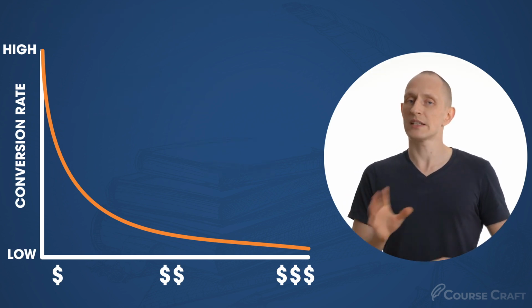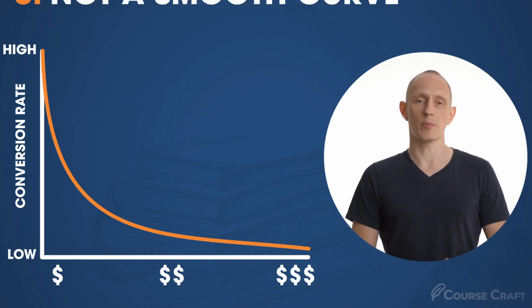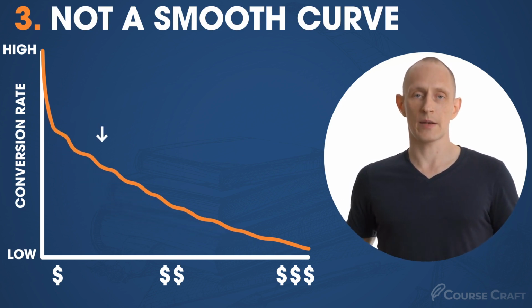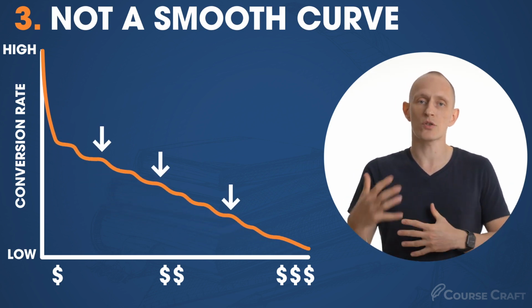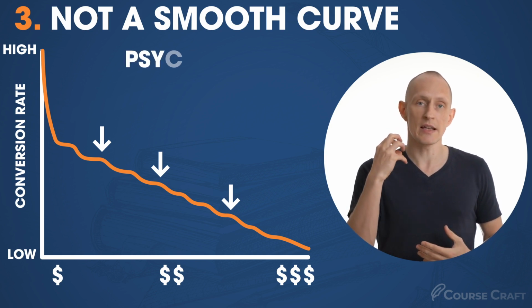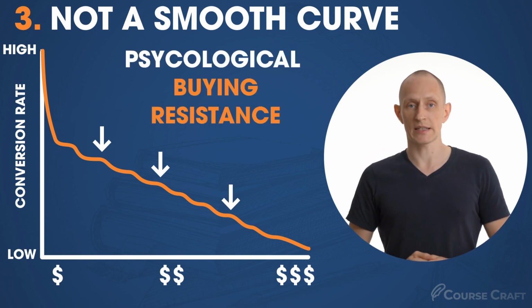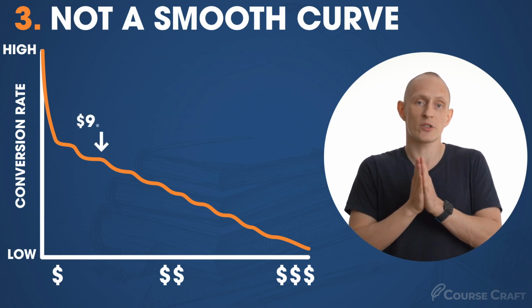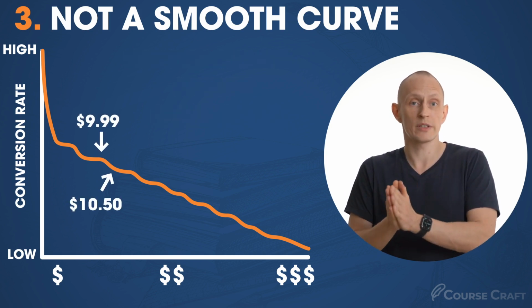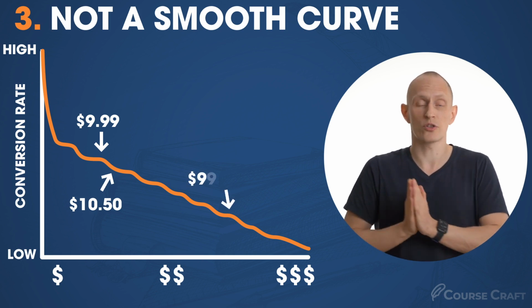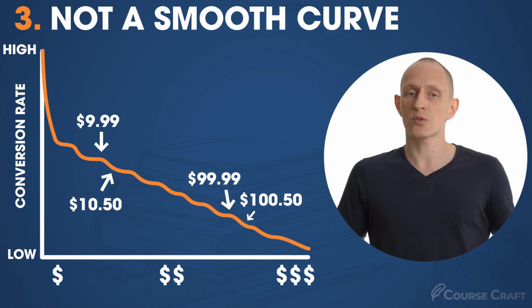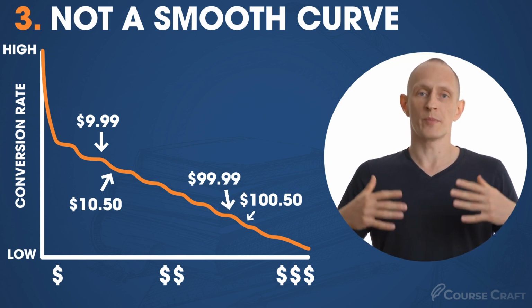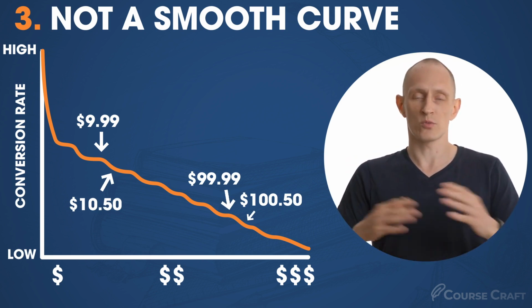And then factor number 3, this is just a little bonus thing to keep in mind. This curve is actually not a smooth curve. Instead, it has like these little steps in it. Why does this happen? Well, at certain prices, there is essentially psychological buying resistance, where it makes a big difference whether your product is priced at just under or just over $10, or just under or just over $100. This is why we commonly see prices like $9.99 or $97 or whatever it is.